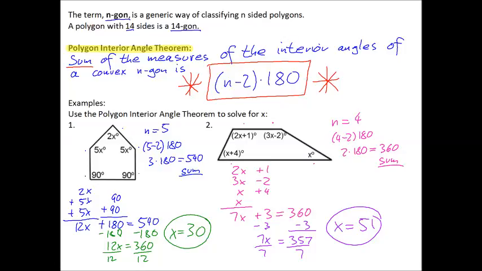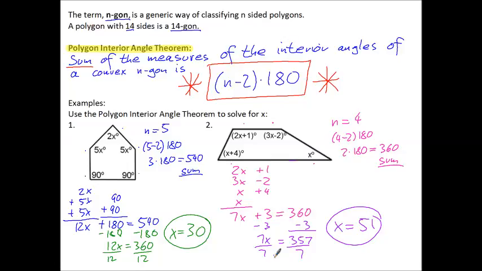Hopefully you came to the same result. We got a quadrilateral with 4 angles, 4 sides. That means that our interior angle sum is 360 degrees. And when we add up all our expressions here, we get 7x plus 3 is equal to 360. And we solve this equation by first subtracting 3 on both sides and then dividing by 7 on both sides to get x is equal to 51.